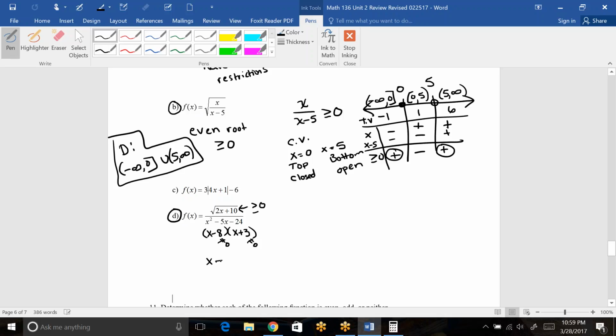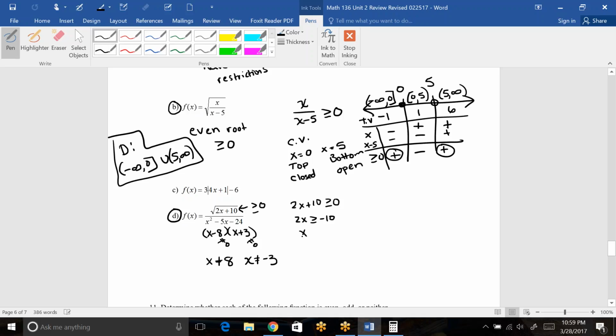So I know that x cannot be 8 because of this factor, if I solve that, and x can also not be -3 because of this factor. So both of those are excluded. We now need to look at the top. The radical has to stay positive, so we set it greater than or equal to 0 and we solve for x.